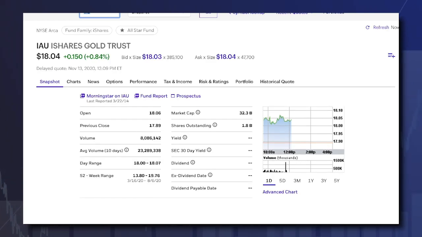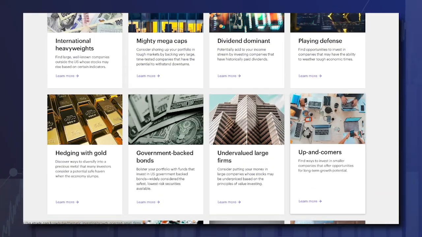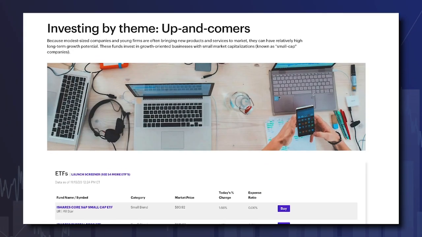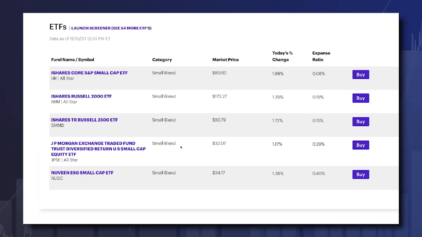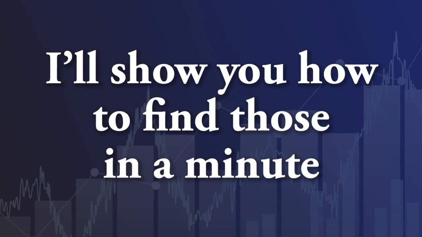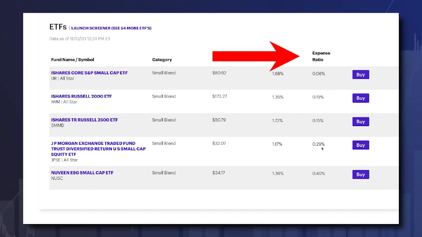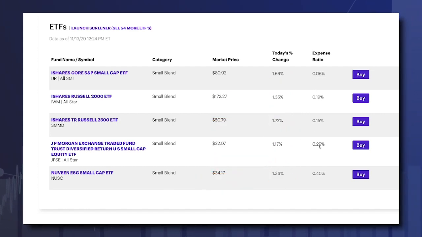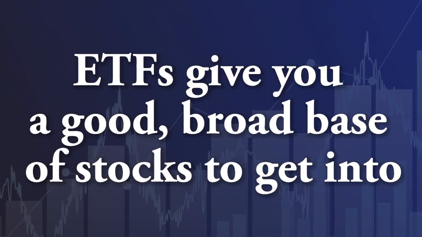So we can go back, and let's find another good one. Up and comers. That's something that everybody is interested in. Some good growth stocks, some good opportunities here. And again, it shows some good ETFs. We're not looking at individual stocks. I'll show you how to find some of those in a minute. But if you're just a new investor, ETFs are a great way to get started. They're cheap, and again, you can look at the expense ratio right here and see iShares is pretty cheap. And they give you a good broad base of stocks to get into until you build your investing prowess.